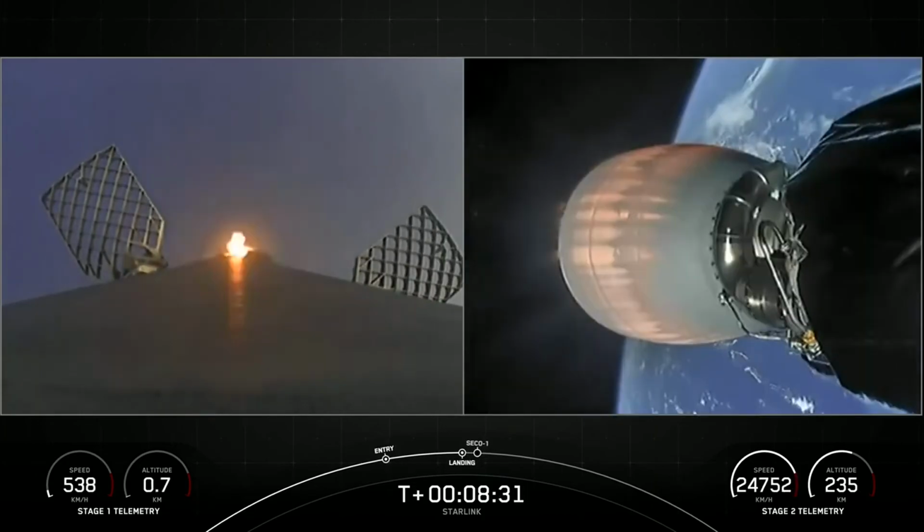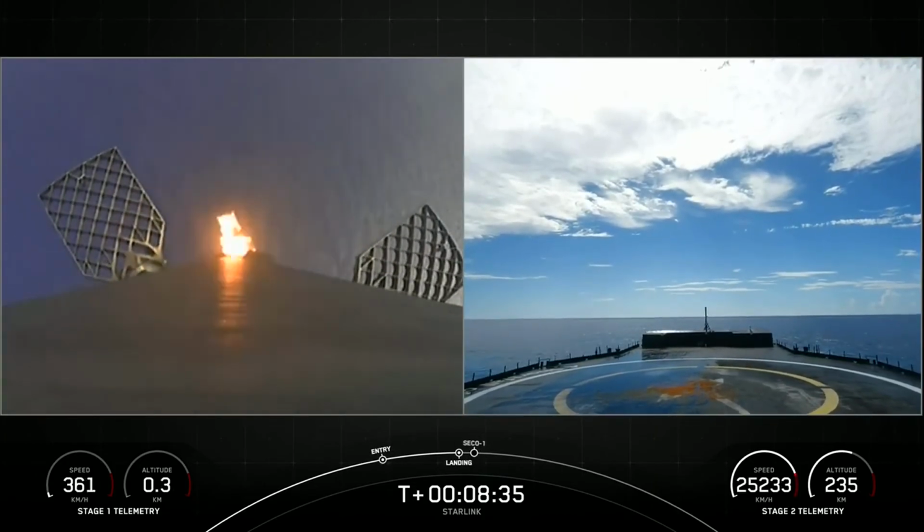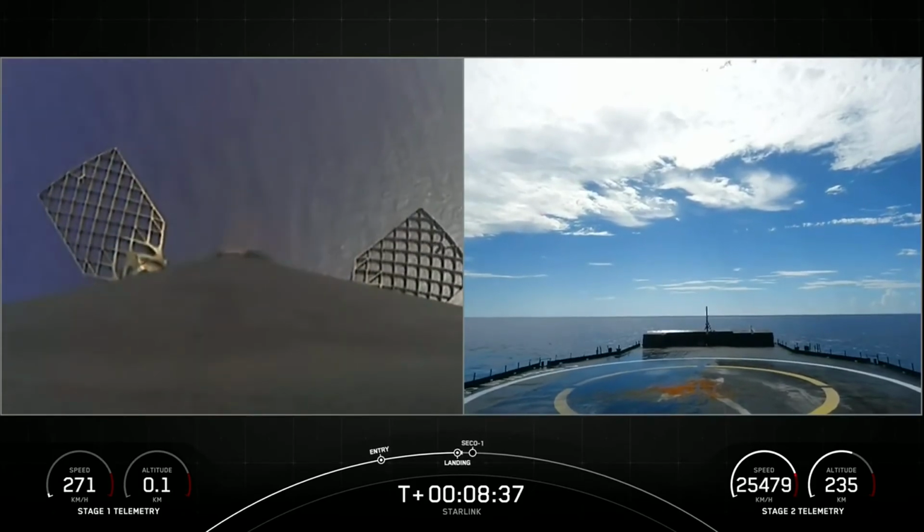And with the landing burn beginning on the first stage, let's watch as Falcon 9 attempts to land on A Shortfall of Gravitas.